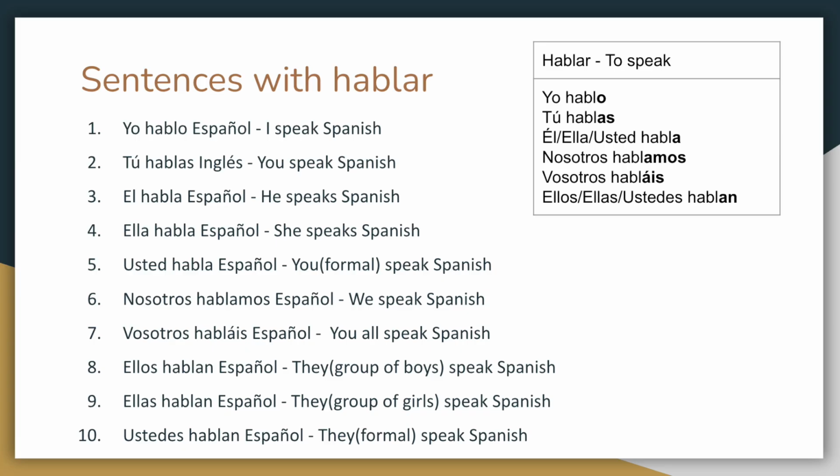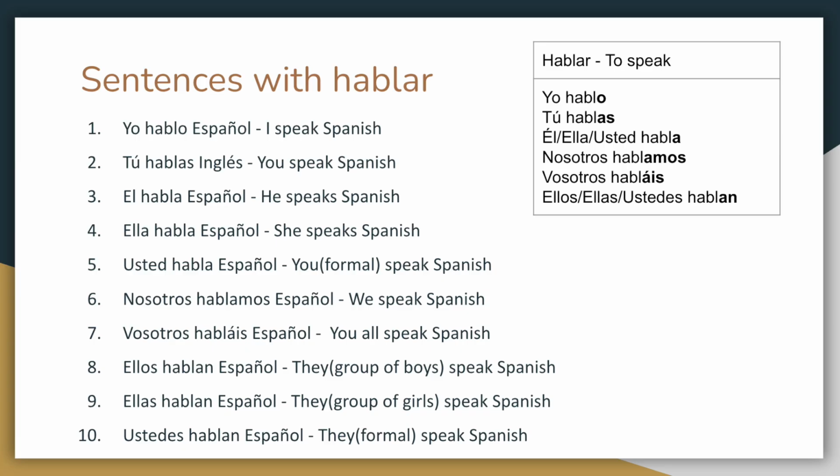And usted habla español, the usted pronoun means you, but it's for formal, so people older than you. So you speak Spanish. Next is nosotros. So the ending for nosotros was amos. So again, you replace the AR in hablar with amos. So nosotros hablamos español is we speak Spanish. Then the next one is vosotros. So if you remember, the ending for vosotros is áis. So you replace the AR in hablar with áis. So vosotros habláis español means you all speak Spanish.